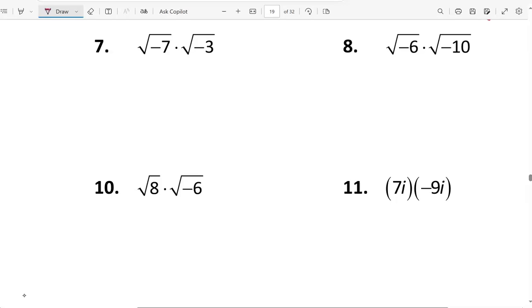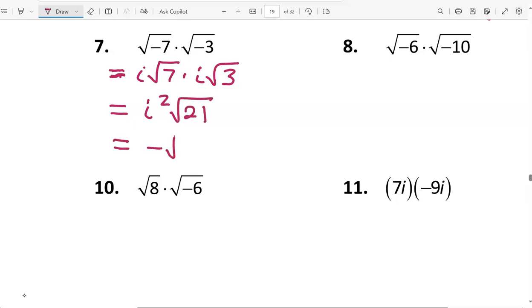When we have two imaginary numbers to multiply together, and the square root of any negative number is an imaginary number, we must change them to imaginary number form before multiplying, because that property that you may multiply together the radicands is only valid when only one or both of the radicands are positive. So this is i times the square root of 7 times i times the square root of 3. And when we multiply those together, we get i squared times the square root of 21. And remember that i squared is negative 1, so this is negative 1 times the square root of 21, which is negative square root of 21.